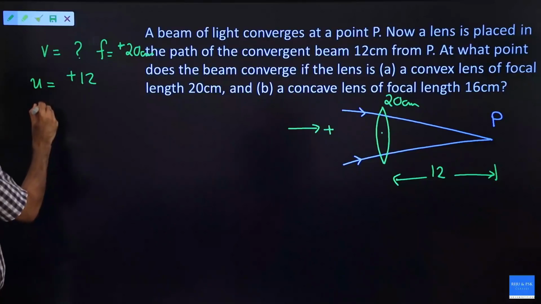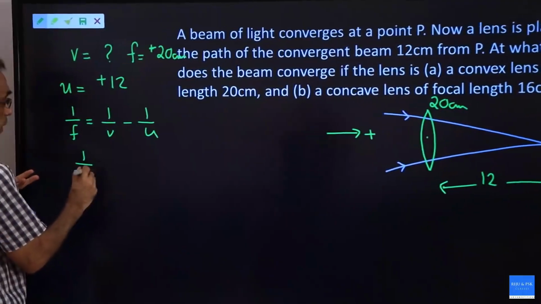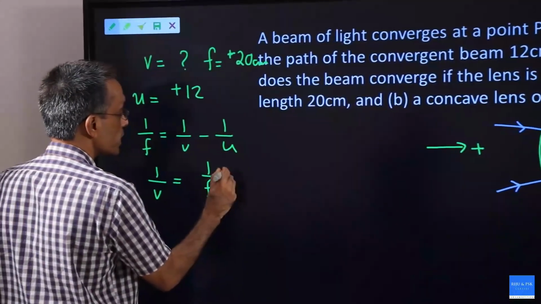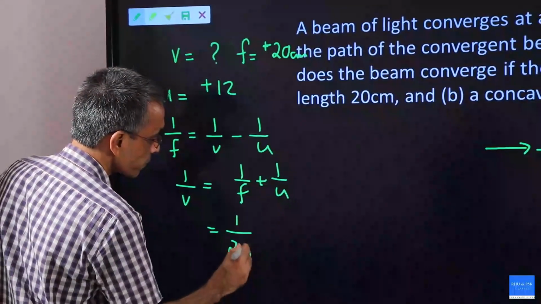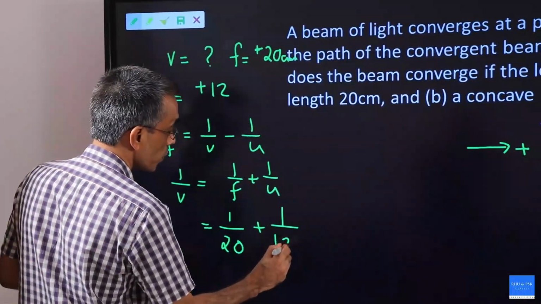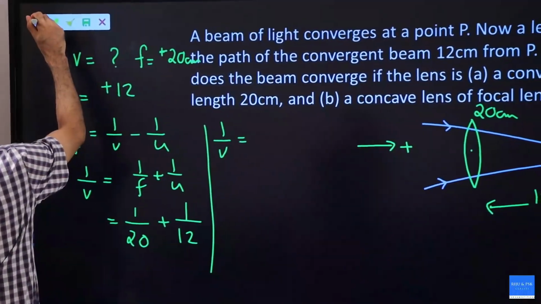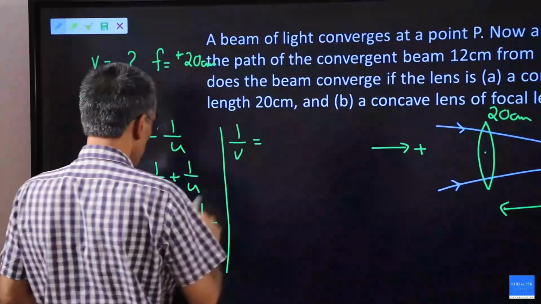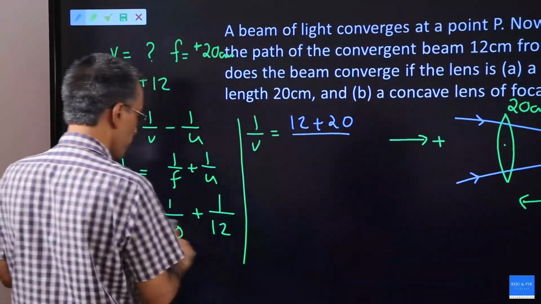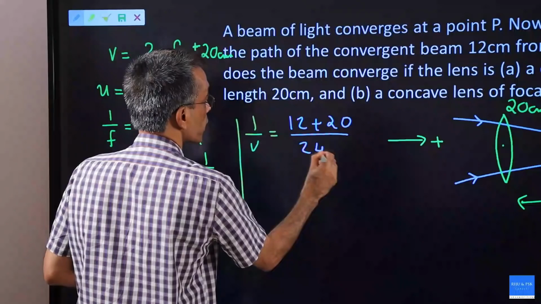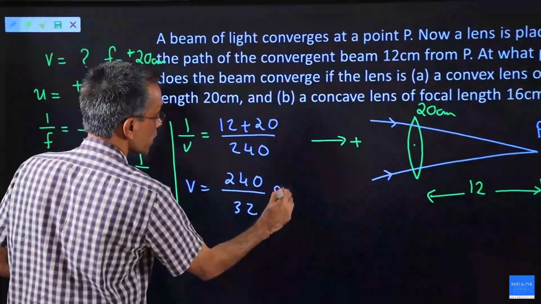Now apply the lens equation. What is the lens equation? 1 by f equal to 1 by v minus 1 by u. What do you need? You need 1 by v equal to 1 by f plus 1 by u. What is f? f is 20. u is also plus 12. So 1 by v is equal to 1 by 20 plus 1 by 12, that is 12 plus 20 divided by 240, this gives you 32 by 240. So v is equal to 240 divided by 32 centimeter.